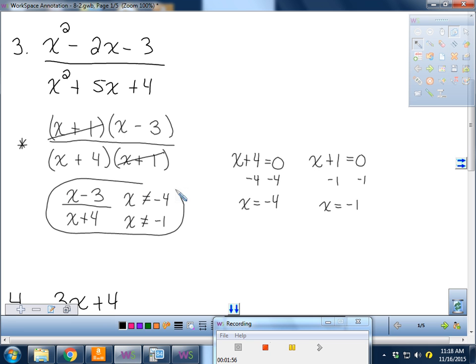And you always go with your original denominator, okay? So this before you cancel. Don't just say it can't be negative 4. You have to go with what you had originally.